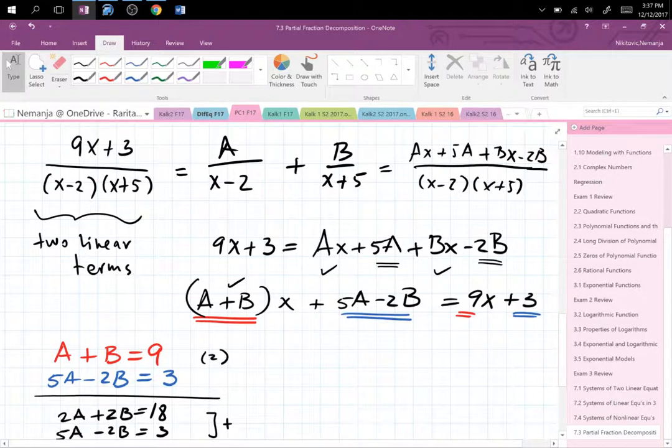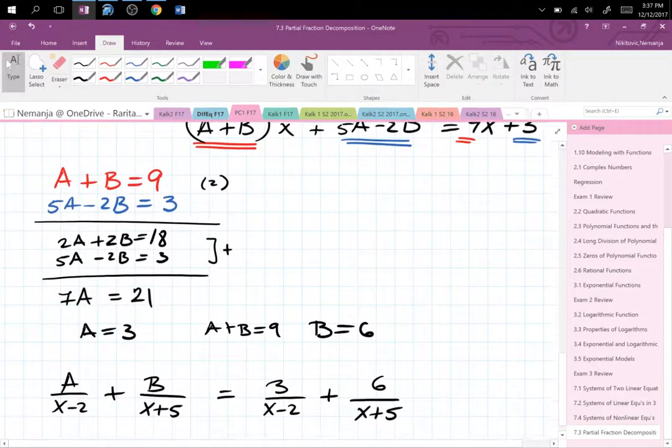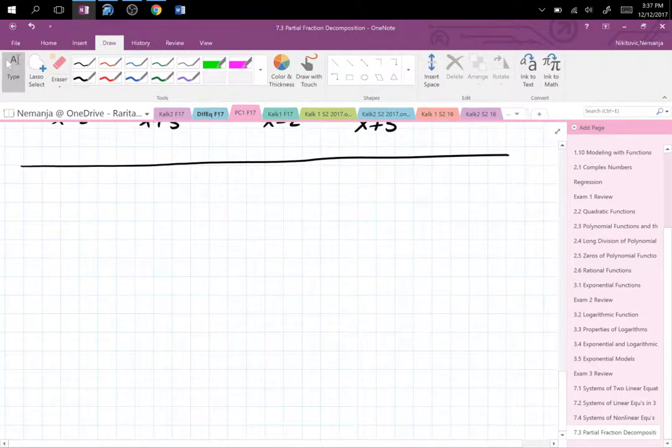And I'll do one more example, and then I will ask you to work on the example. So say we have to deal with x over x squared plus 2x minus 3 to decompose. This is problem 14. No, 16. So decompose.